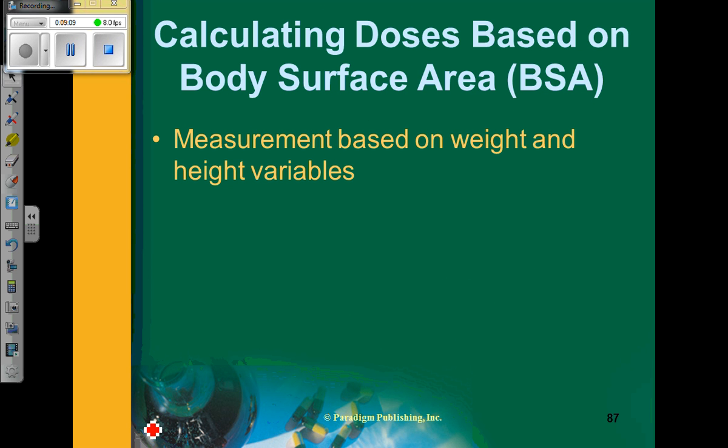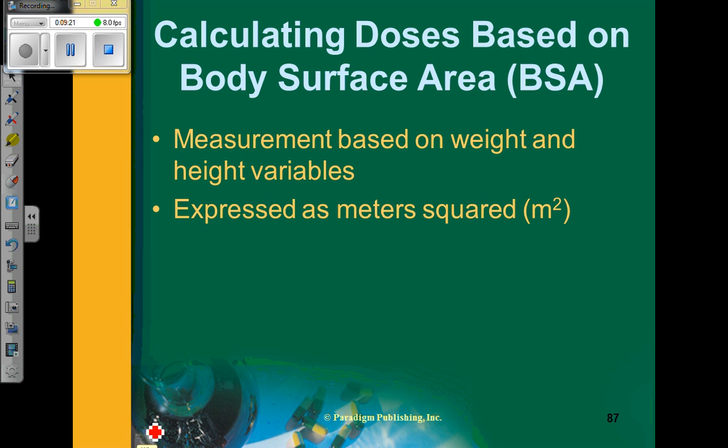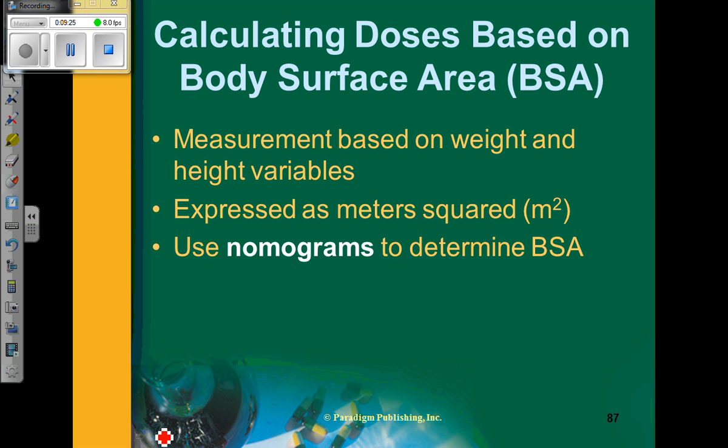Okay, so next we're going to do one with calculating doses, of course, based on your body surface area. So the measurement is based on weight and height variables. And of course it is going to be expressed in meters square. And they use nomograms to determine the BSA. So some medications are going to require the BSA to calculate a patient's specific dose, such as chemotherapy drugs.